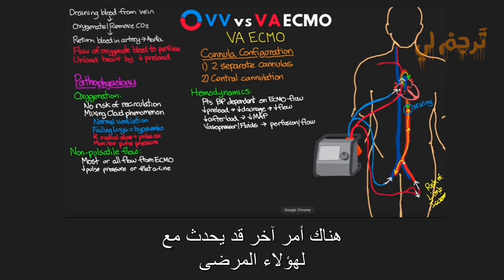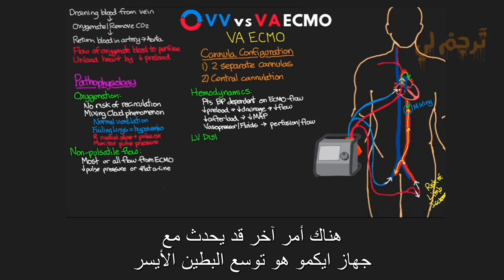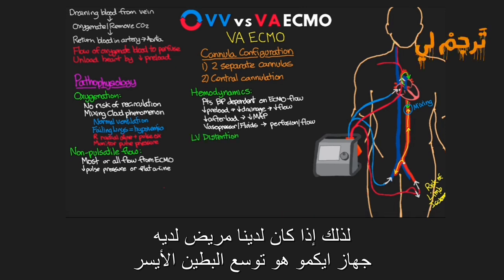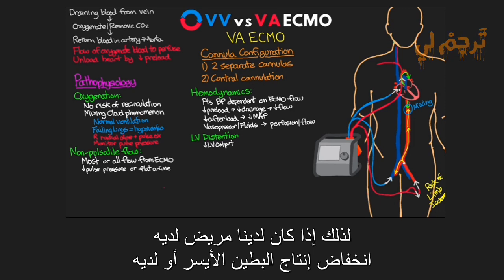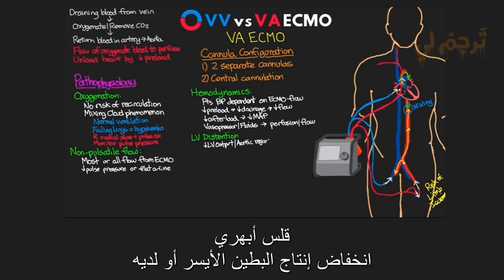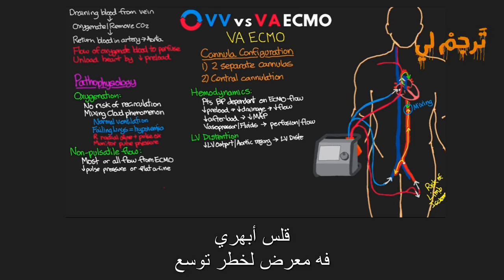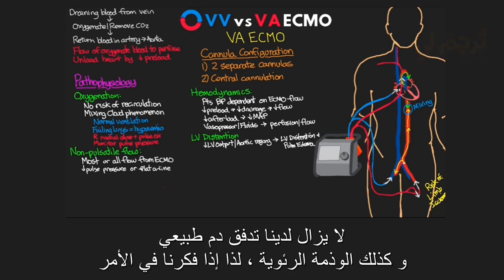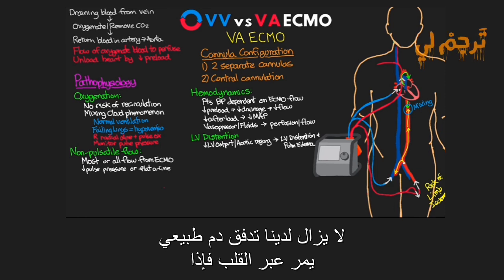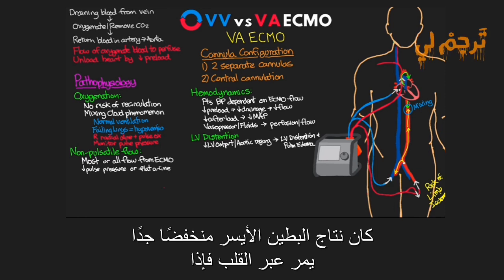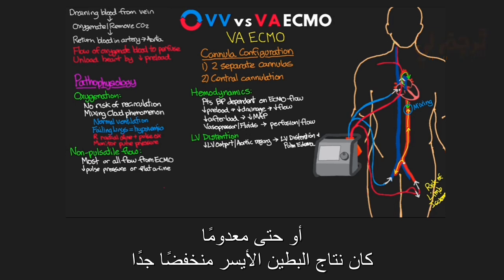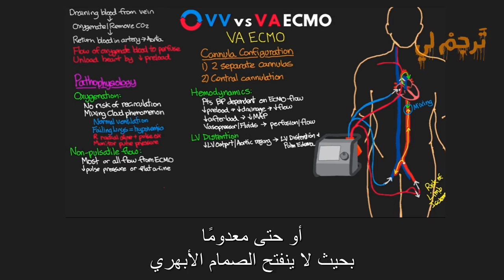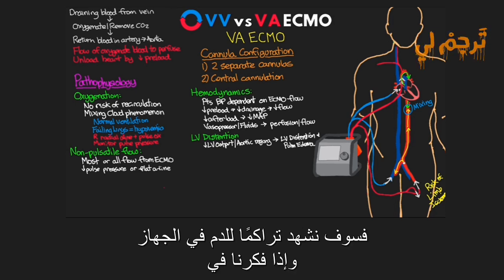Now, another thing that can come up with VA ECMO is left ventricular distension. So if we have a patient that has a very low left ventricular output or they have aortic regurgitation, they are at risk for distension of that left ventricle as well as pulmonary edema. And so if you think about it, we still have native blood flow going through the heart. So if that left ventricular output is really low or even non-existent, to where that aortic valve isn't opening, we're going to see a backup of that blood in the system.